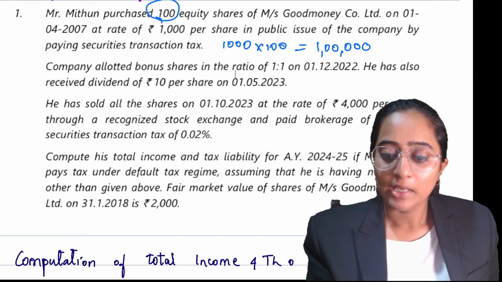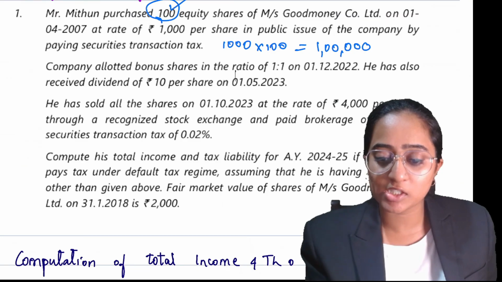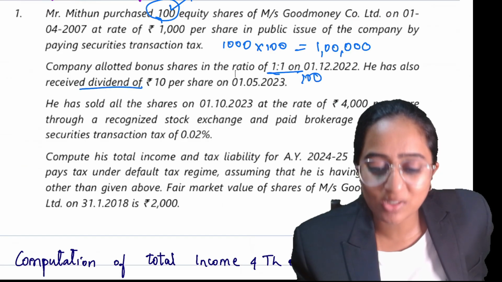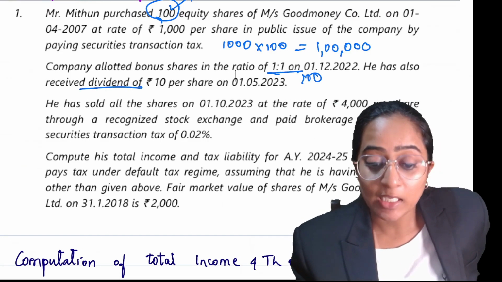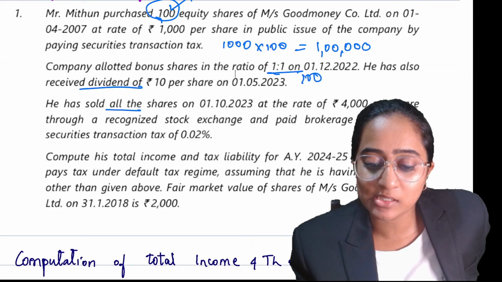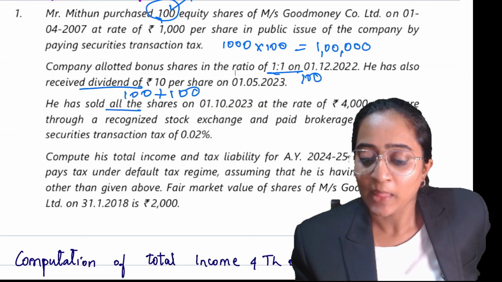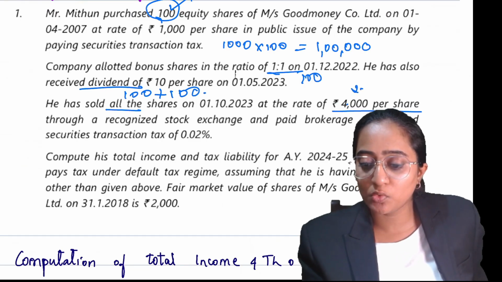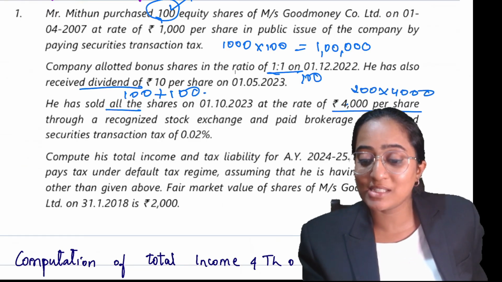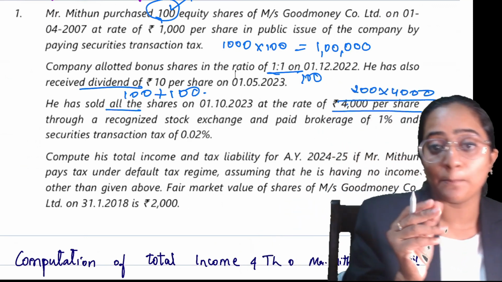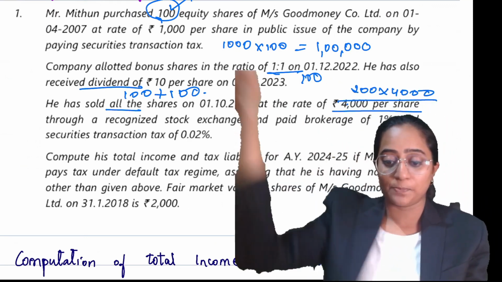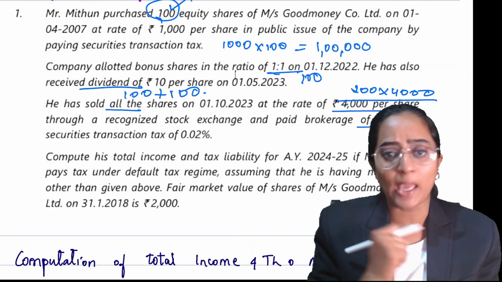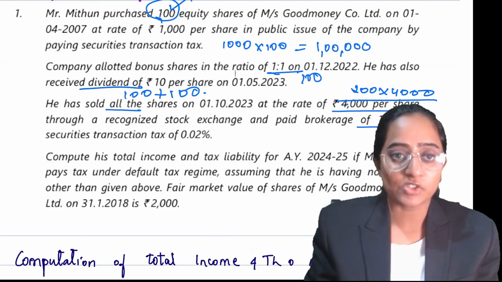Now, he sold after getting the original shares of 100 and bonus shares of 100. This fellow also received a dividend of rupees 10 per share. He has sold all the shares, that is 100 plus 100, 200 shares, at the rate of 4,000 per share. This is going to be your sale consideration, 200 into 4,000. This is your total sale consideration. We are going to do the computation in a different manner; I'm just explaining the question. He has also paid brokerage of 1% on the sales, which is, however, considered in my capital gain computation, and securities transaction tax.